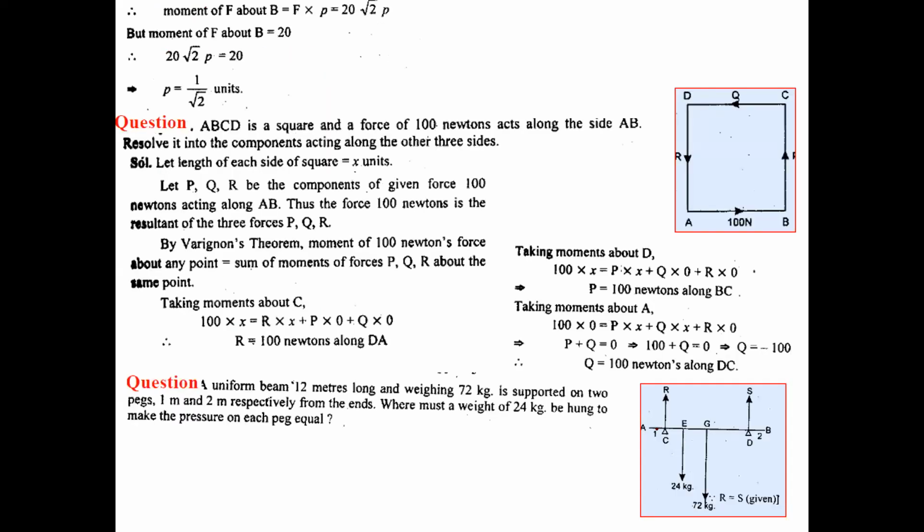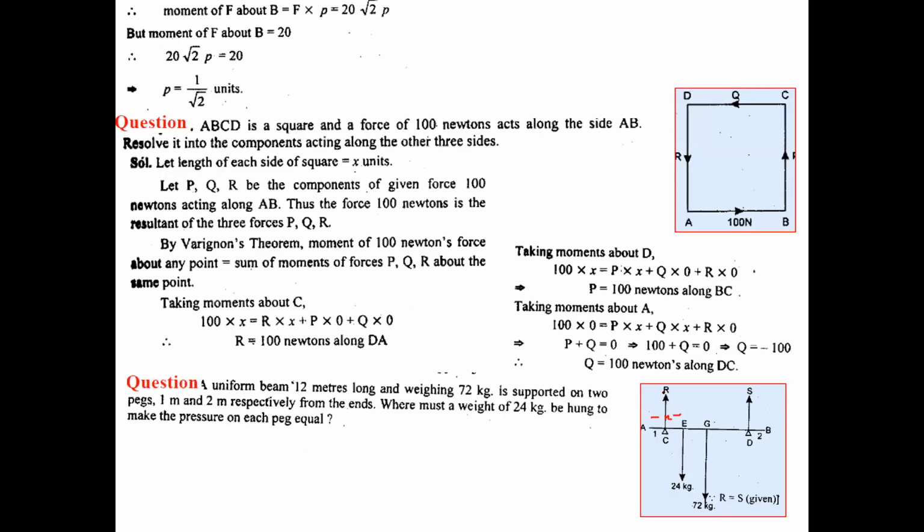So the solution to the question is, let G be the midpoint of the rod AB. I have already told you this is the center of gravity, such that AG is equal to 6. R and S are the pressures, such that AC is 1 meter and BD is 2 meters. Let the weight of 24 kg be hung at E such that AE is equal to X. So I have let this distance be X. I have to find the position of E. Let us suppose this distance is X and R is equal to S, as we are given.